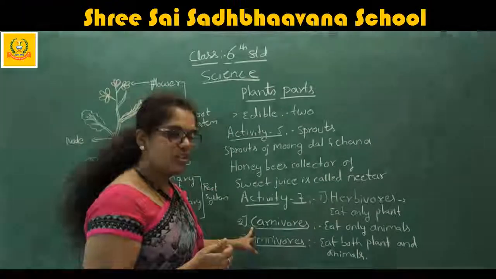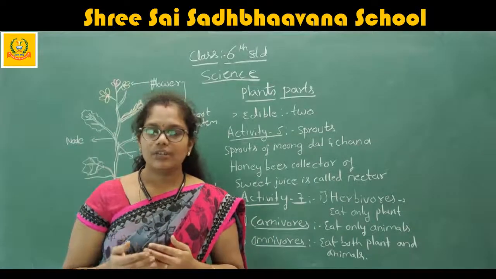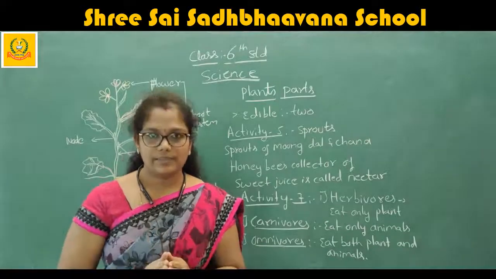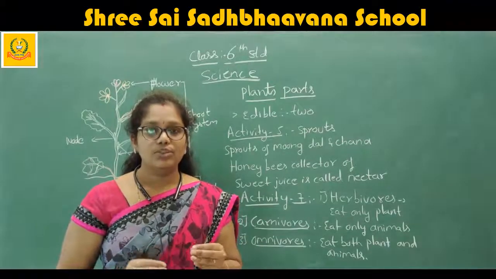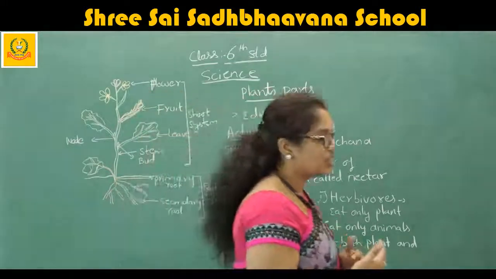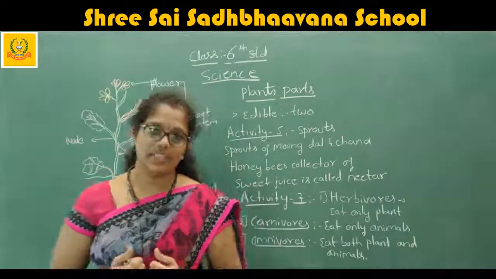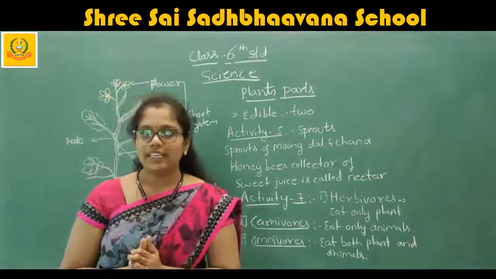And what is carnivorous? The animals which eat only animals. For example, lion, tiger, cheetah. These are all examples of animals which eat only animals. They will not eat plants.